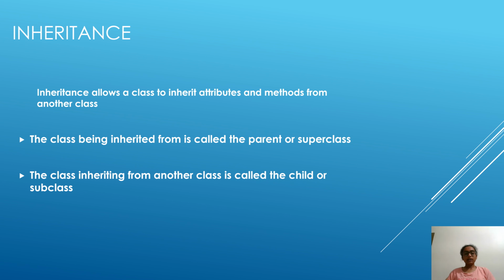Now let's talk about inheritance. Inheritance allows a class to inherit attributes and methods from another class. The class being inherited from is called the parent or the superclass. The class inheriting from another class is called the child or the subclass.